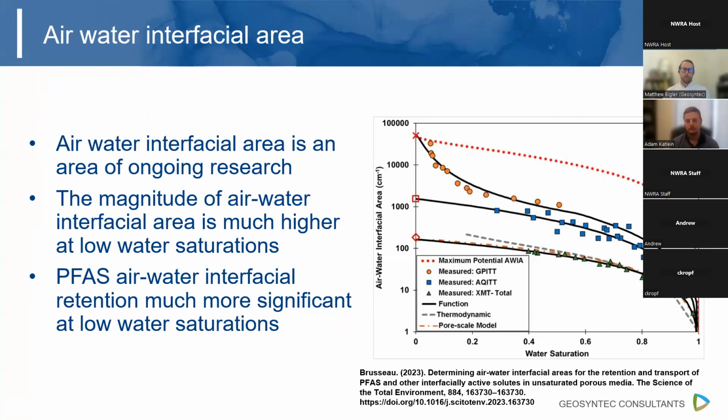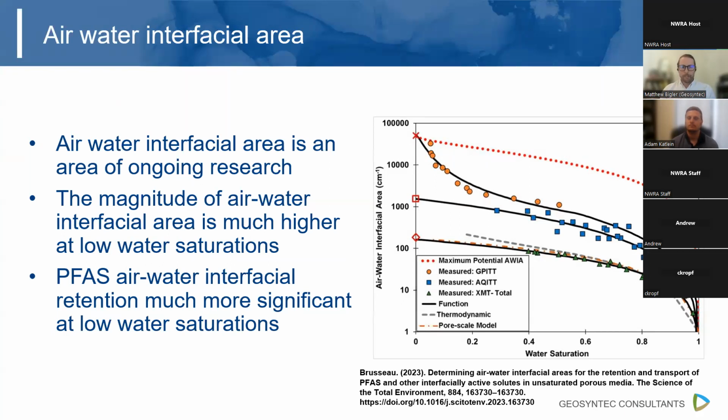So I just want to talk a little bit more about what air-water interfacial area is and the magnitude and its relationship with water saturation. So if you look at this graph over here to the right, the air-water interfacial area is still a space where we're trying to figure out what is going on, and it is an area of ongoing research.